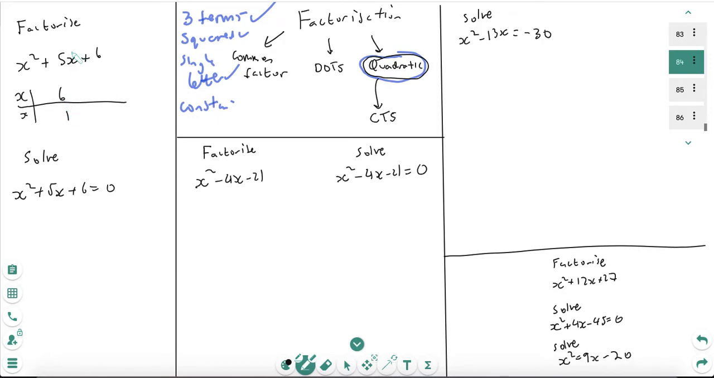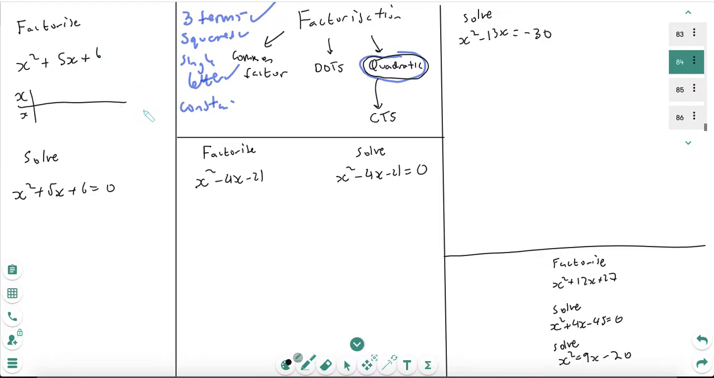All right. Now, this is the most important part. You have to double check. How do you double check? Well, you're going to do x times 6. x times 6 is 6x. And x times 1 is 1x. And you're going to combine them. 6x plus 1x is 7x. Basically, this number here should match the middle term. Are they matching? No. Therefore, it's not going to be 6 and 1.